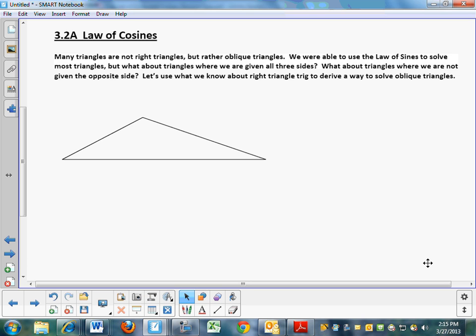So, many triangles are not right triangles, but they're oblique triangles. And if they are right triangles, we can use just our general SOHCAHTOA principles. We can write that down. We'll write, if they're right triangles, we can use SOHCAHTOA. And you can also use the Pythagorean Theorem. All right?